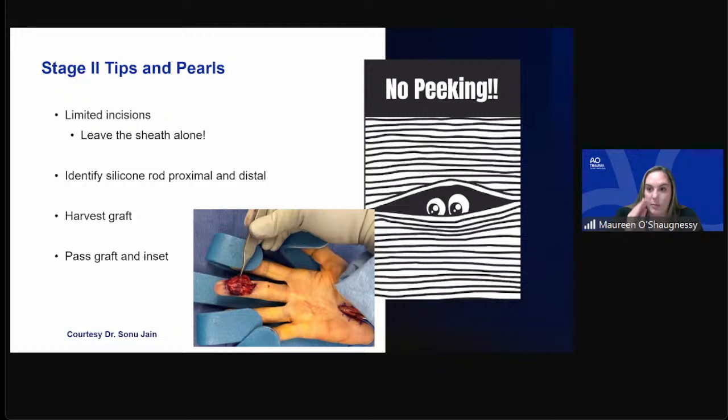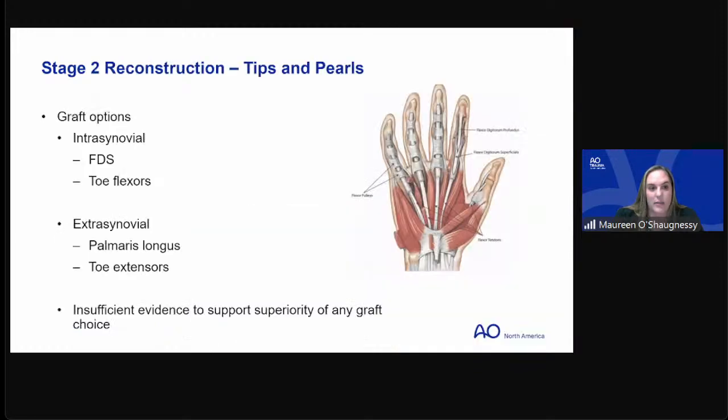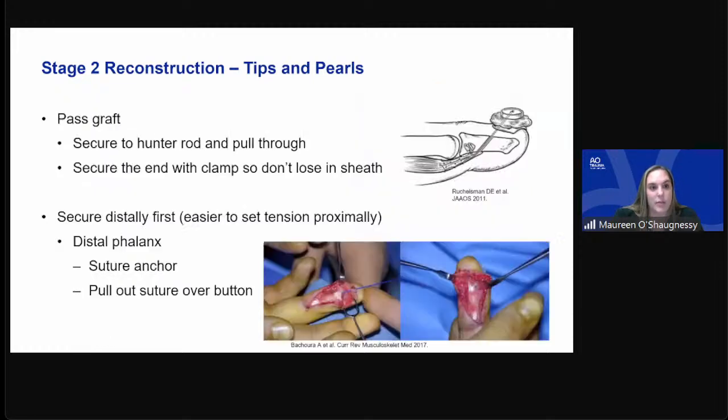So you're just going to open up at your distal and proximal ends and get your silicone rod out and put your graft in place, harvest your graft, pass it, and insert it. So what are your options? There's a lot of options for this. I think it's important to be familiar with multiple of these because every patient is different. A lot of people don't have a palmaris. Up to 20% of the 25% of the population does not have a palmaris longus. So you need to be able to understand what other options you have. Intersynovial, extrasynovial. There's not really any support in the literature to show that one is better than the other. So I think having a familiarity with lots of options behooves you as a hand surgeon.